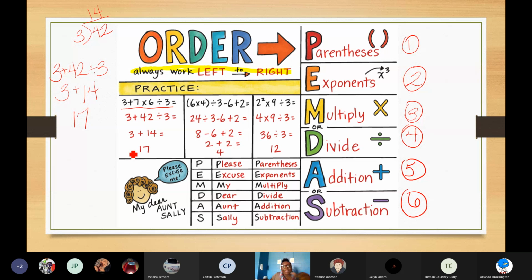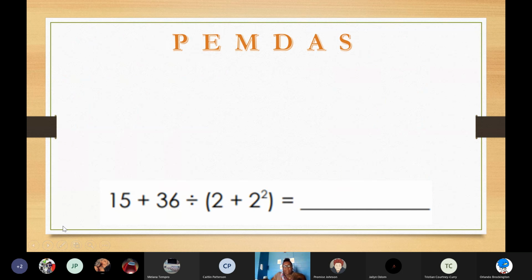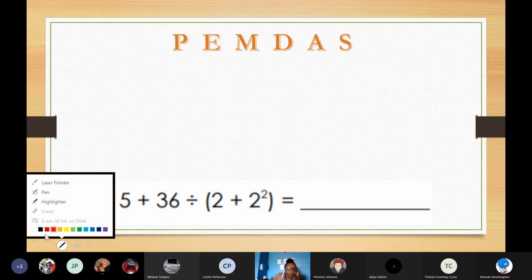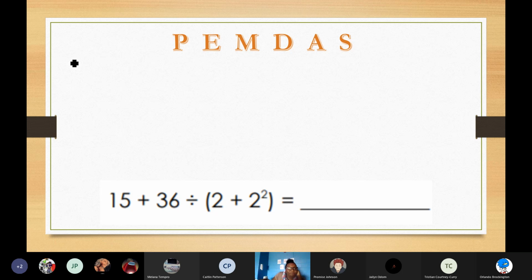So let's go ahead and start getting our hands dirty a little bit. Let's get some practice done. Remember PEMDAS: parentheses, exponents, multiplication, division, addition, and subtraction. And let's do our first problem here. We have 15, and I'm going to rewrite it up top. We have 15 plus 36 divided by whatever is happening inside of these parentheses.